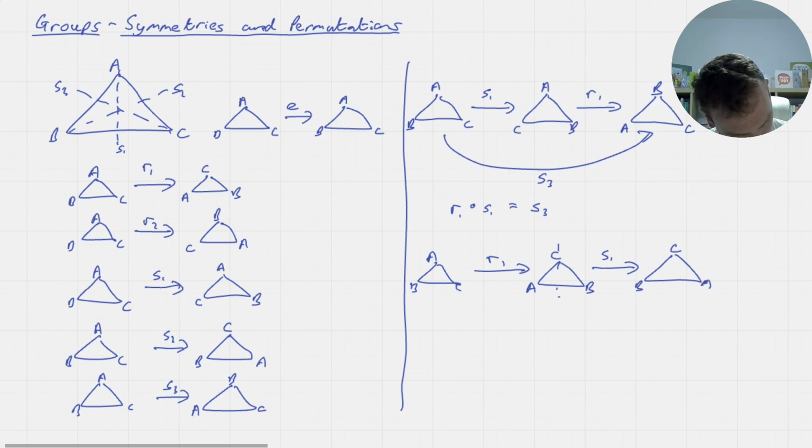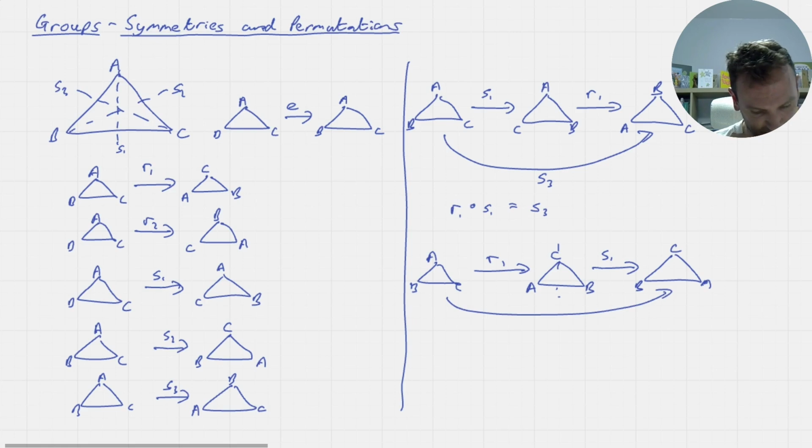And now if we look what's happened from our start to our end, well, the B stayed exactly where it is overall from our first triangle to our last triangle, and the C and A have switched. So this is the equivalent of S2. So if we do R1 first, and then we do S1, and again, similar to function composition, I'm going to write the R1 rightmost if that's the one happening first. This is the same as S2.